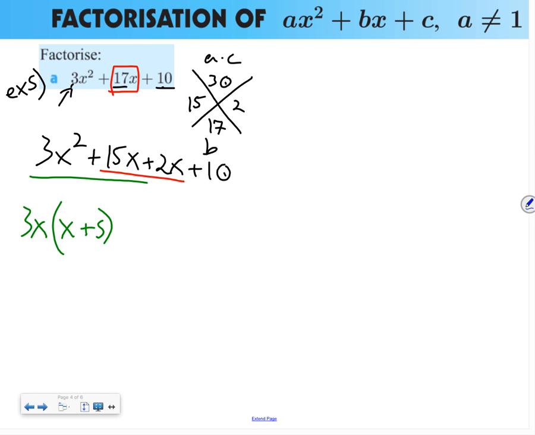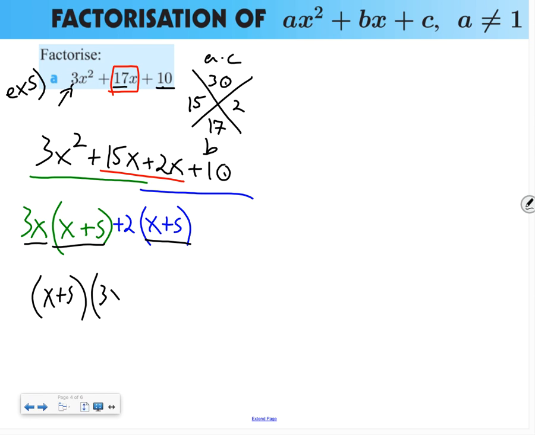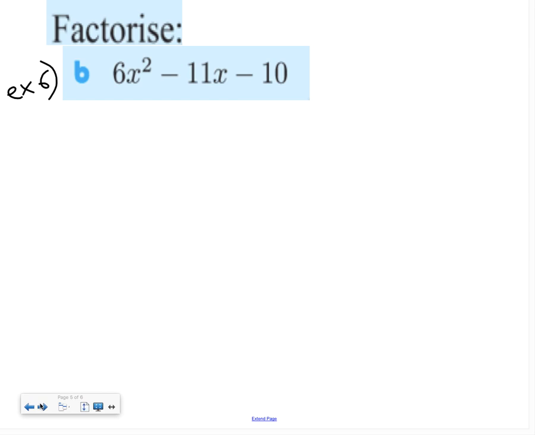Okay, now my second two terms, 2x plus 10. Well, I can factor out a plus 2 and I get x plus 5 left. Like I said before, I'm at a good place because that is equal to that. So I factor that out, an x plus 5. What am I left with? 3x plus 2. Okay, let's look at our final example here.